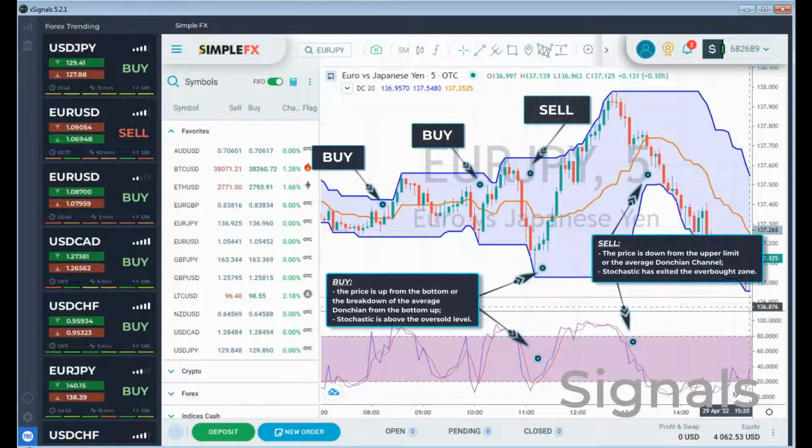We open buy when the price turns up from the lower border of Donchian or breaks through the middle line from the bottom up, confirming the stochastic signal. It should move up from the oversold level or be in the overbought zone above the 80 level.